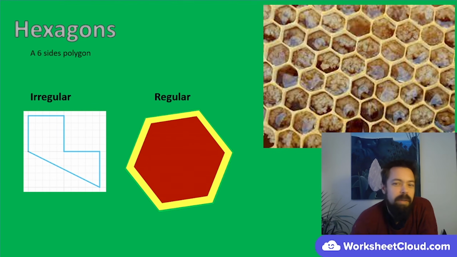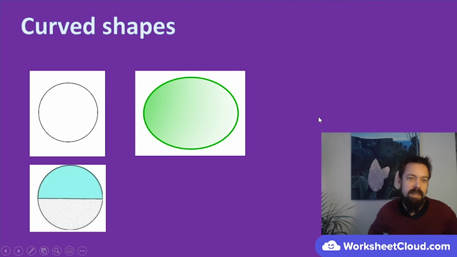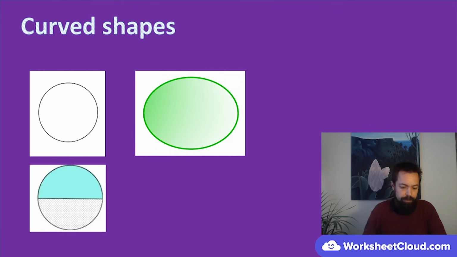There it is. Which brings us to the curved shapes. You might have a teacher who throws in some other ones. There's one that looks a bit like a donut, and there are others that look a bit like a lens. People use all funny names. These are the most important ones. So the top left is a circle.